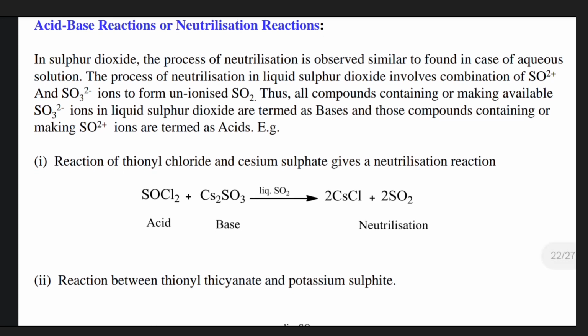The process of neutralization in liquid sulfur dioxide involves combination of SO2+ and SO3 2- ions to form unionized SO2. Thus, all compounds containing or making available SO3 2- ions in liquid sulfur dioxide are termed as bases, and those compounds containing or making available SO2+ ions are termed as acids. For example, the reaction of thionyl chloride and cesium sulfite gives a neutralization reaction. That is, thionyl chloride plus cesium sulfite gives cesium chloride plus SO2.